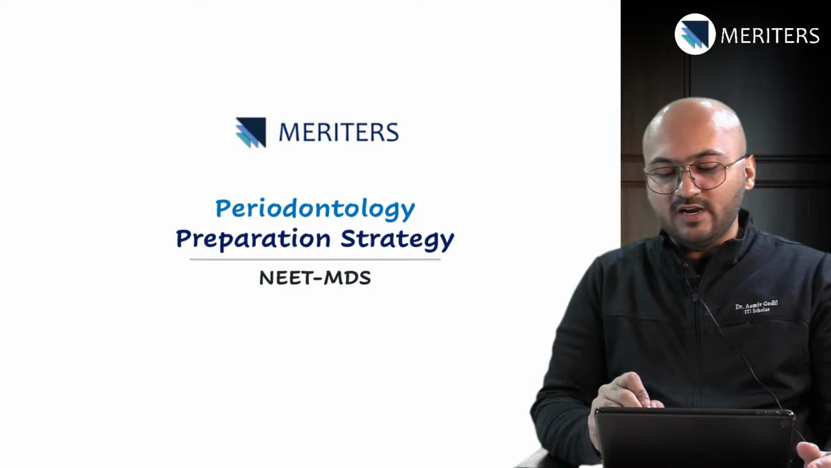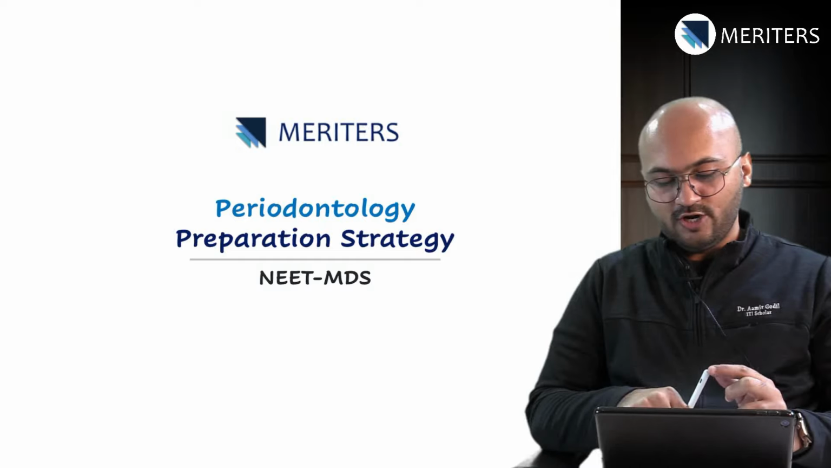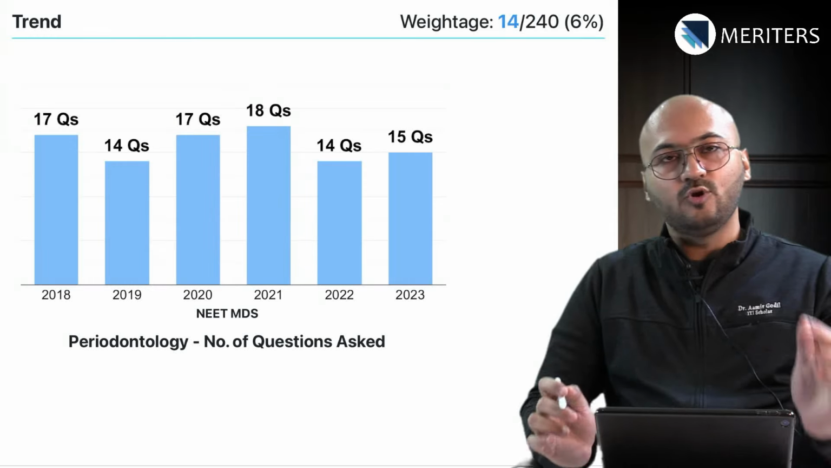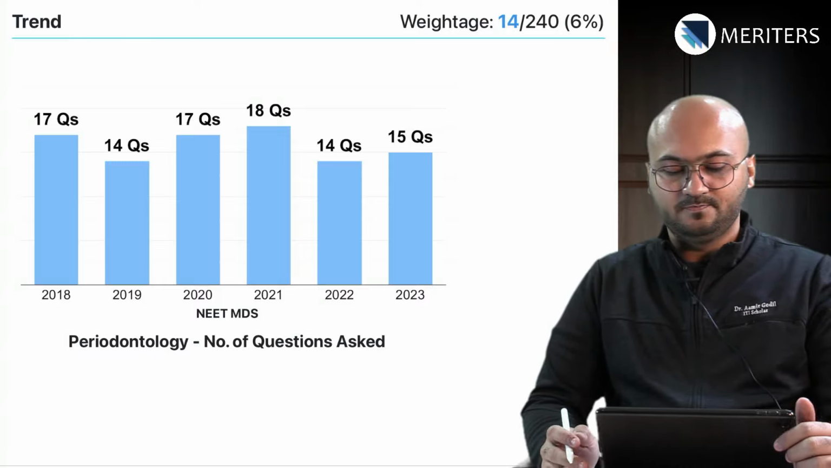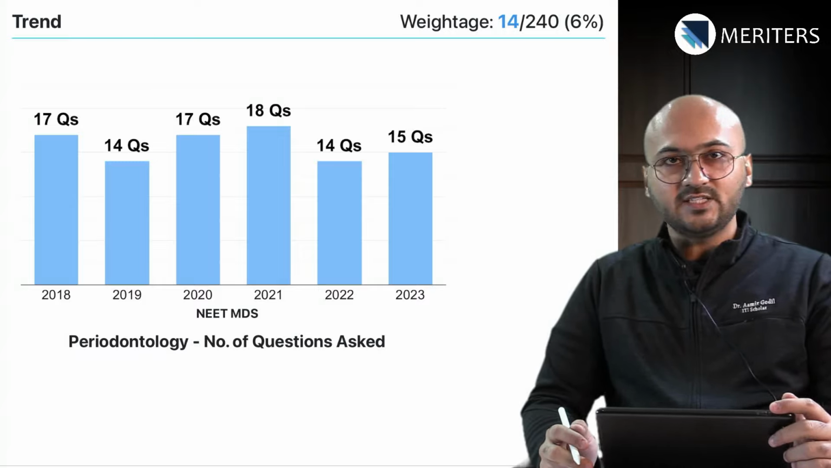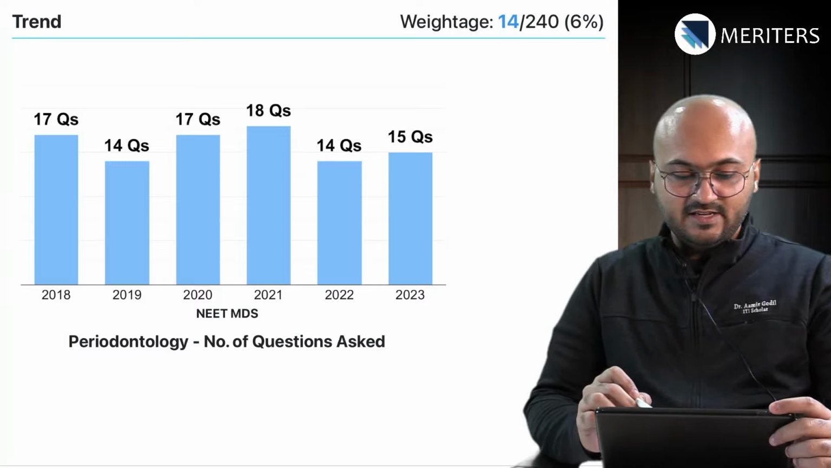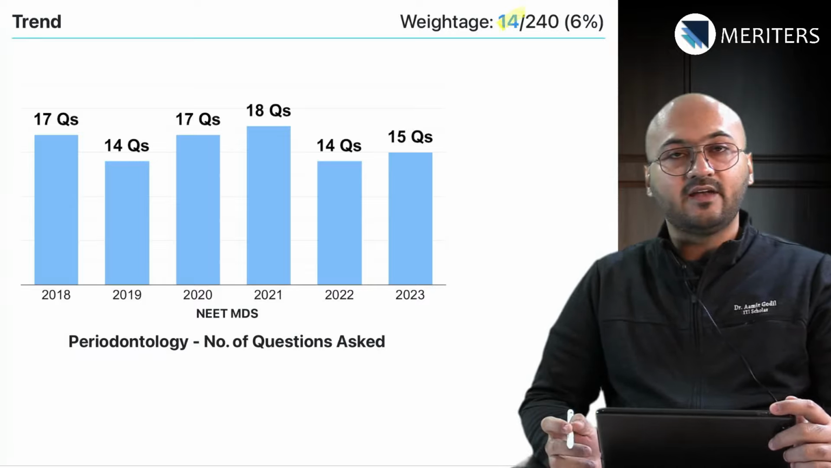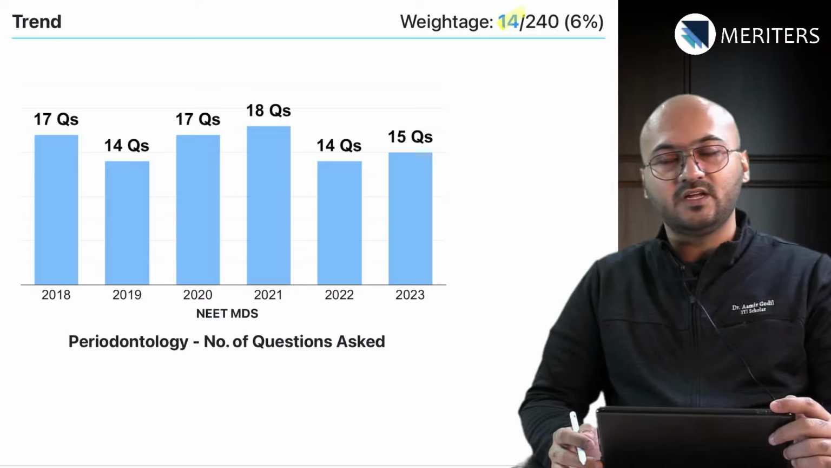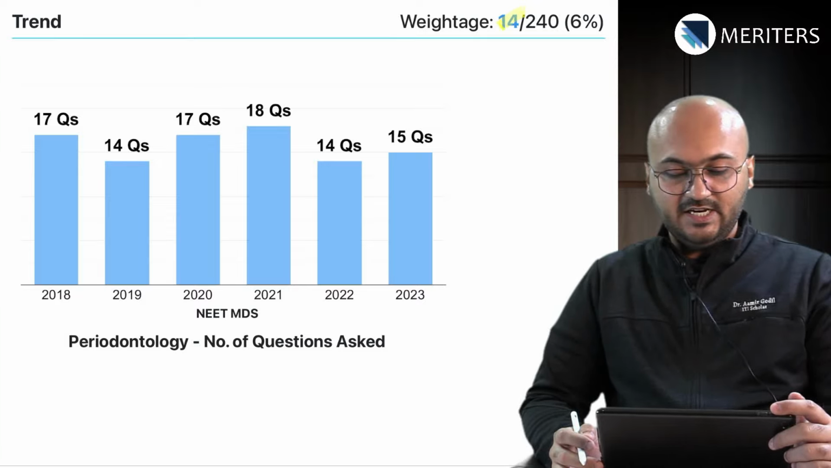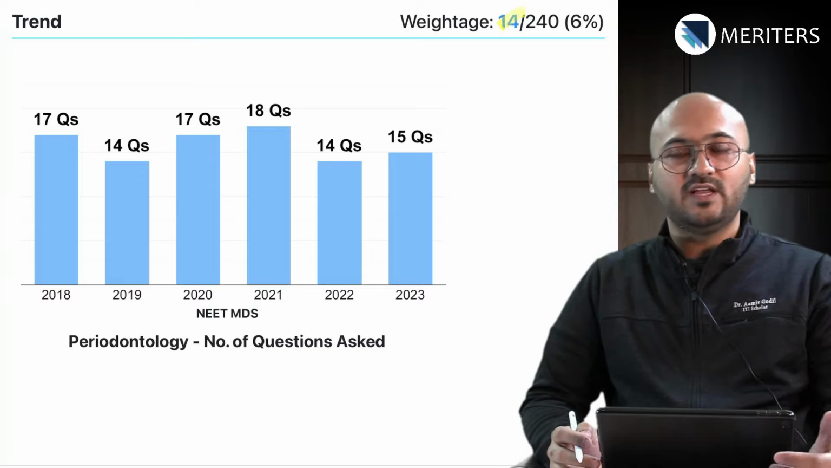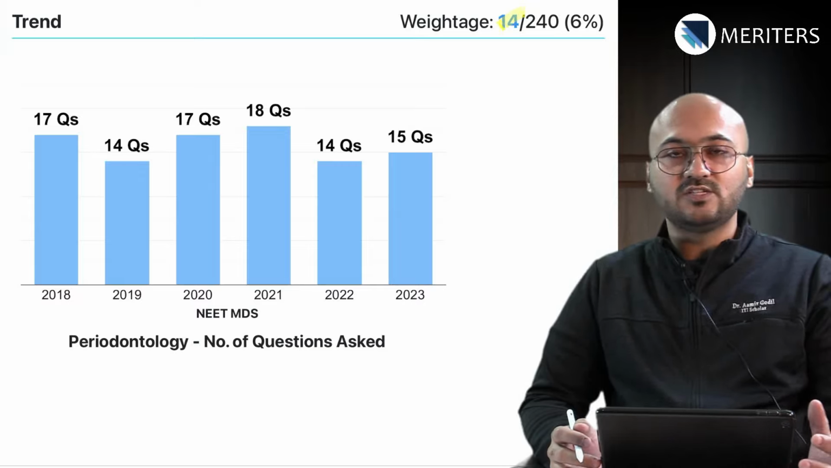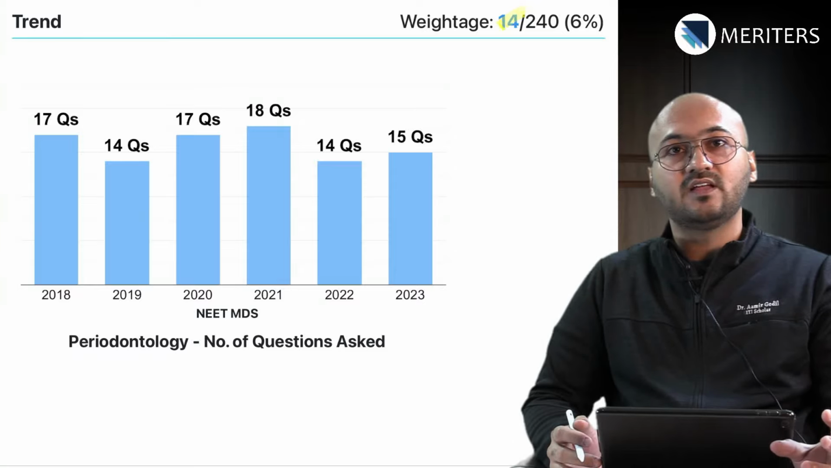But in order to understand what is important, what is not important, let's take a look at the weightage of Perio first and the kind of questions you can expect. Now the proposed weightage for Perio in NEET MDS is 14 questions, and the number of questions have been pretty consistent over the past 6 NEET MDS exams. There are chances you will see more questions from Perio than expected. So make sure that this is one of your stronger subjects and you're giving it the right amount of time in preparation.